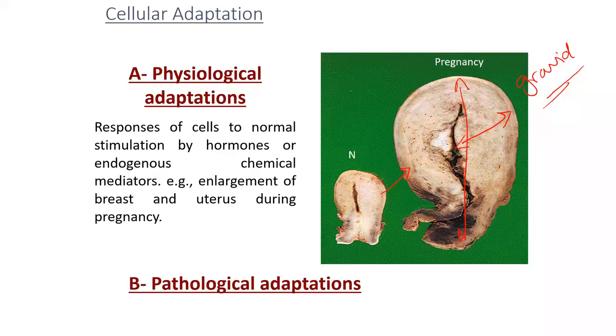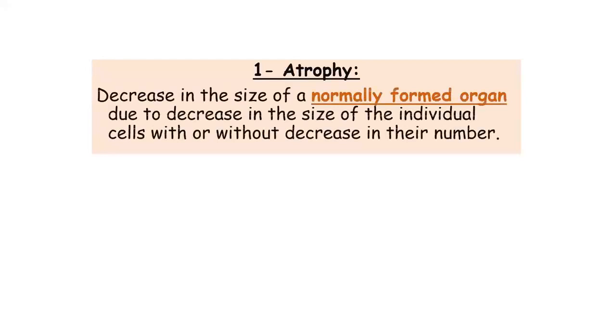Atrophy, اللي هو الضمور. Atrophy is the decrease in the size of a normally formed organ. After the normal development of an organ, it decreases in size. Due to what? Due to decrease in the size of the individual cells. So if the size of the individual cells is like that, they are decreased to this.